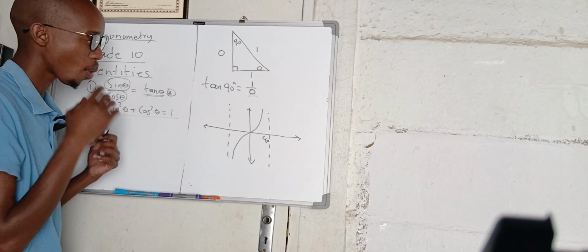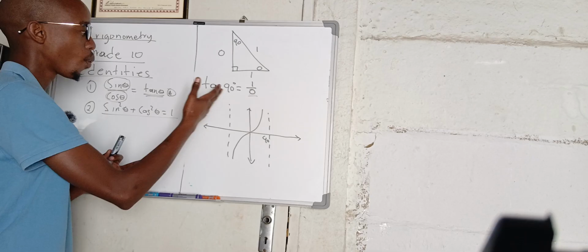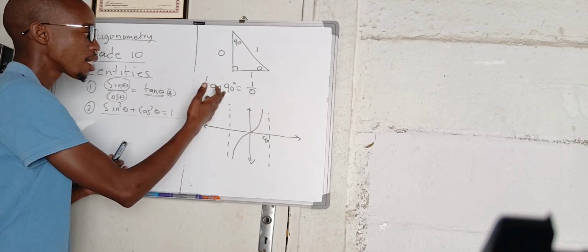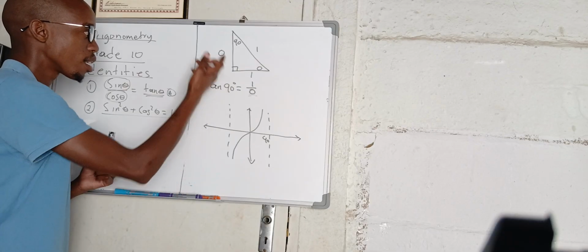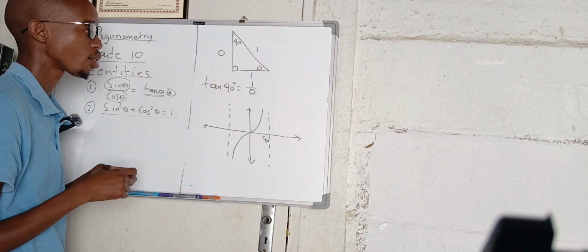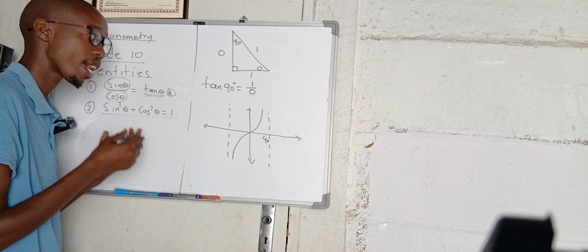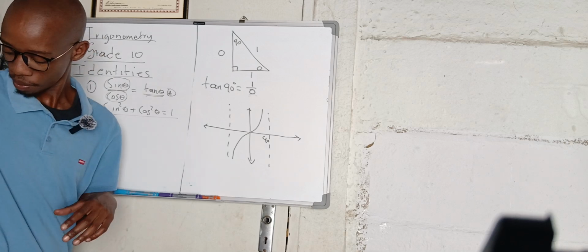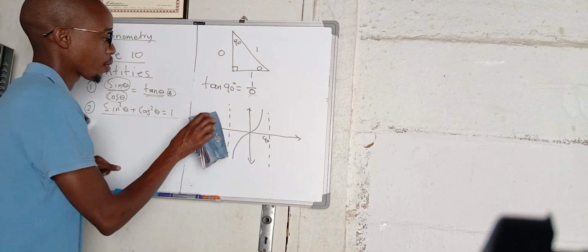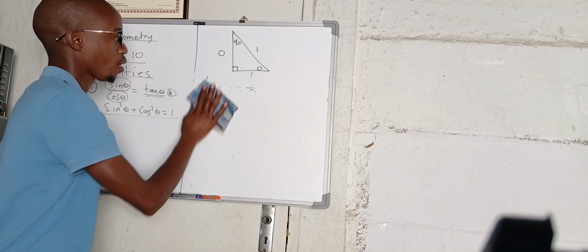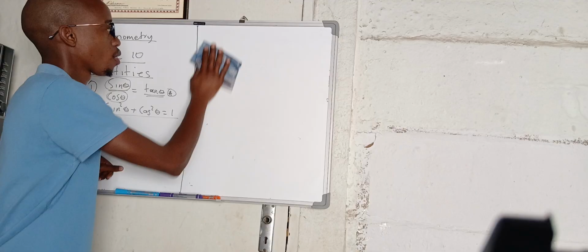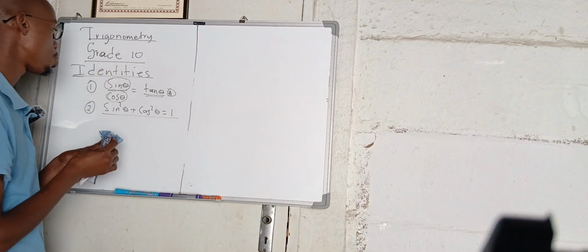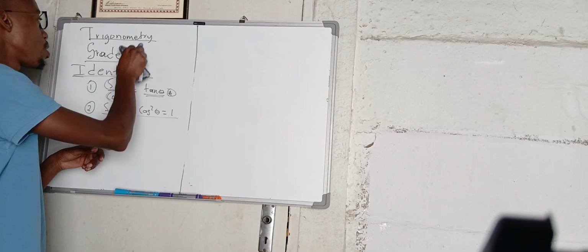So this is basically why I love to use this illustration, because it shows you exactly why we say tan 90 is undefined: we are dividing by 0. So it makes sense, and I hope it does to you. So those are the parts that I wanted to talk about in grade 10. Now let's check grade 11.